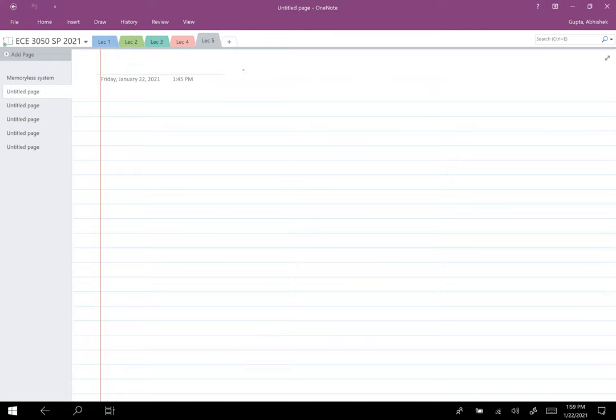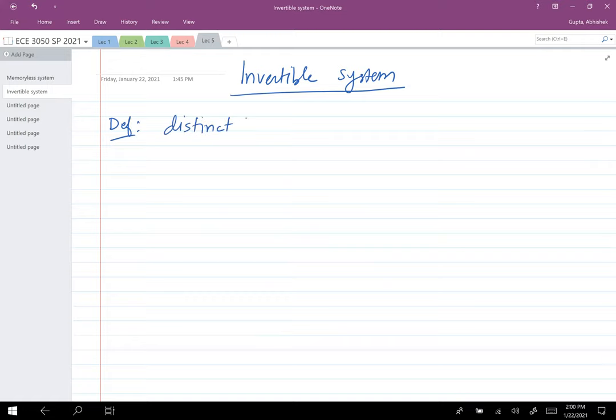Let's talk about invertible system. And the definition is distinct inputs lead to distinct outputs.